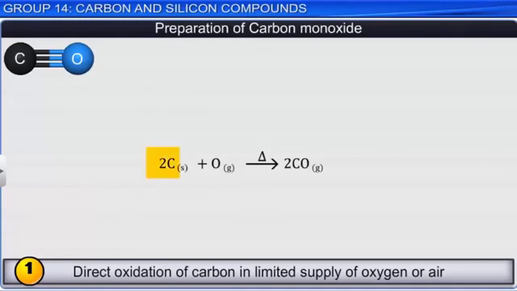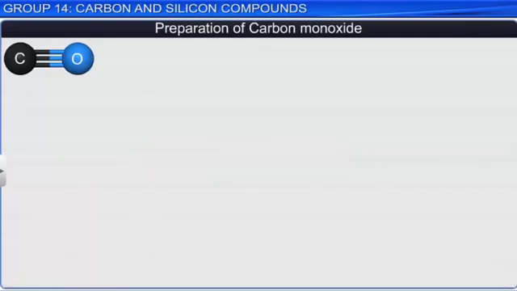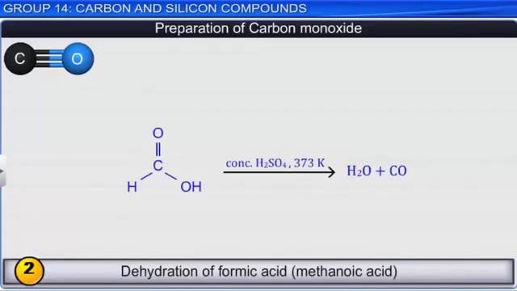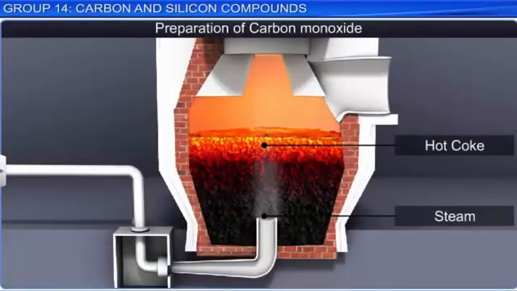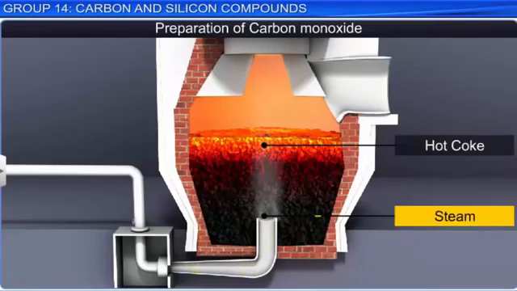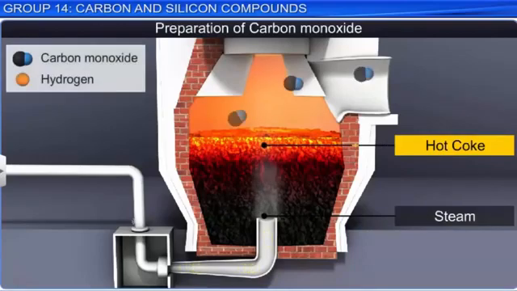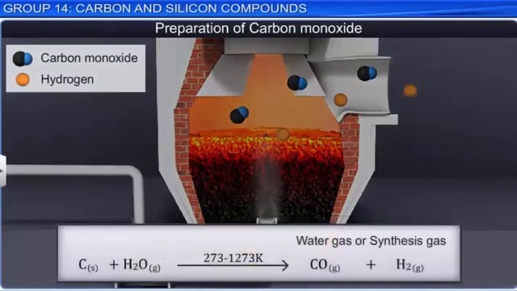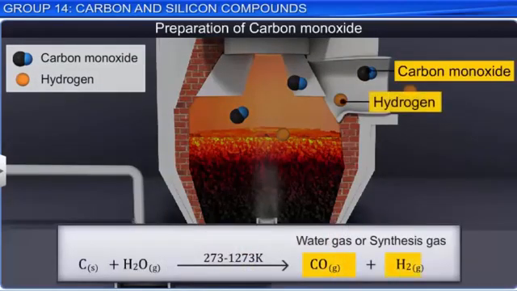The reaction shown here is an example of incomplete combustion. Another way to prepare carbon monoxide is the dehydration of formic acid, also known as methanoic acid, with concentrated sulfuric acid at 373 Kelvin. On a commercial scale, carbon monoxide is prepared by passing steam over hot coke. This reaction produces carbon monoxide and hydrogen. This mixture of carbon monoxide and hydrogen is called water gas or synthesis gas.